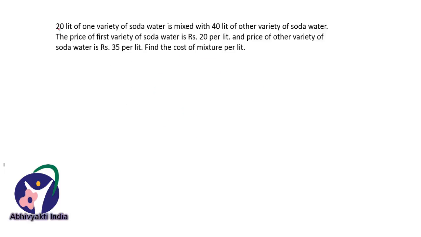The next question is, 20 liters of one variety of soda water is mixed with 40 liters of another variety of soda water. The price of the first variety of soda water is rupees 20 per liter, and the price of the other variety of soda water is rupees 35 per liter. Find the cost of the mixture. Here we have to find the weighted mean, and to find the weighted mean, this straight line approach is better than the cross method. So here we write the data like this.